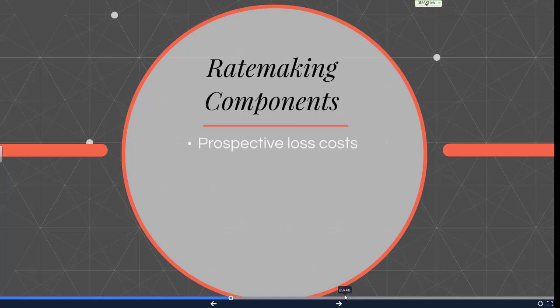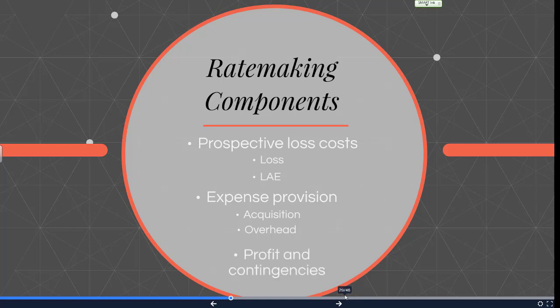Rate-making components consist of prospective loss cost, or the cost of losses in the future, which is of course based on the loss, but also the loss adjustment expenses, or the cost of adjusting those claims, which could include legal defense cost and investigations costs. Additionally, there's an expense provision, which of course includes the cost of acquiring the policy in the first place, the commissions and the overhead that went into marketing the policy and distributing it, and other overhead costs such as processing the policy, the billing, and taxes.